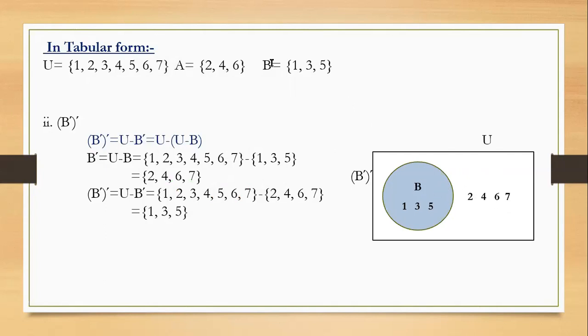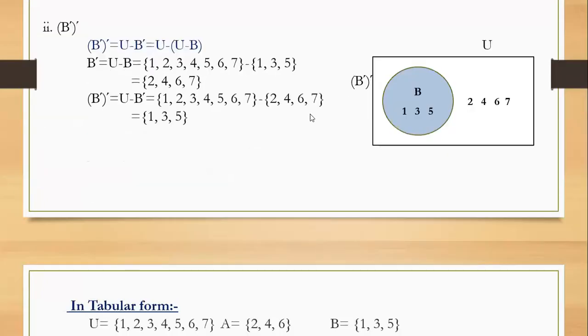Now, what about the shading? Shading depends upon the answer. Here the answer shows 1, 3, 5, so just shade B. In the left corner, mention the question. What is given? B double dash. And here you get that B double dash gives you the answer B. C double dash will give you the answer C. A double dash gives you the answer A.